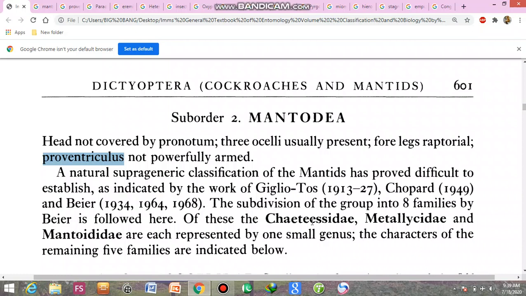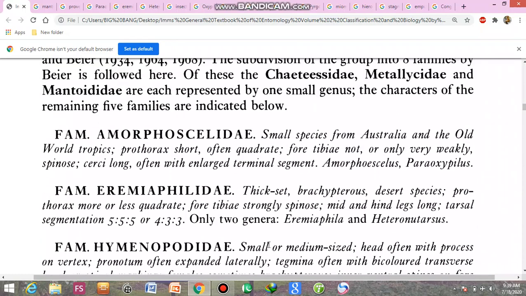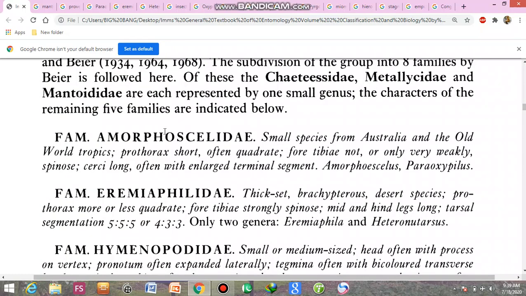Of these are the Chaeteessidae, Metallyticidae, and the Mantoididae. They are each represented by one small genus. The characters of the remaining 5 families are indicated below. Family Amorphoscelidae: they are small species from Australia and the Old World tropics. In the Old World tropics, Asia, Europe, and Africa are included.